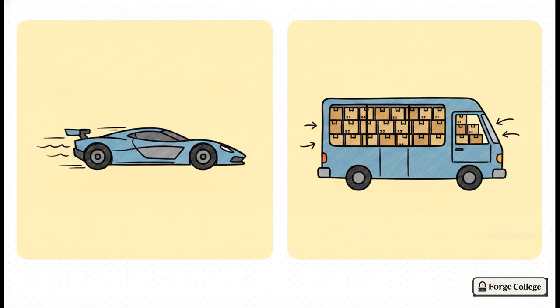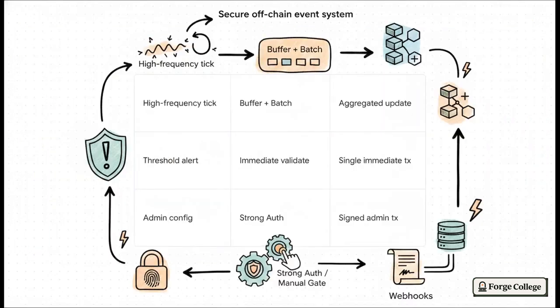On the flip side, if it's a critical threshold alert like a liquidation warning, you don't wait for the carpool, you submit that immediately. Because of this, the type of incoming event dynamically dictates our traffic control. For a high-frequency tick, we buffer and batch. For a single threshold alert, we process immediately. And for an admin config change? Well, that requires strong authentication and often a manual gate before submission. Structuring things this way ensures our off-chain listener is smart, highly efficient, and really cost-effective.